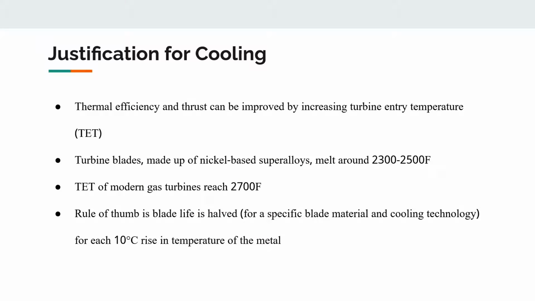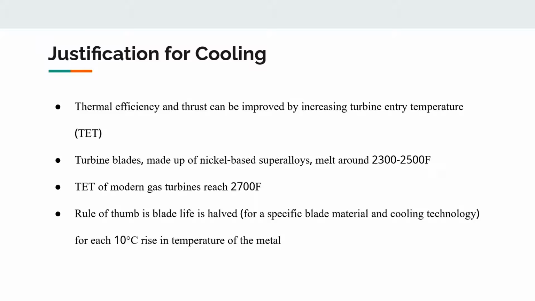So what are some of the reasons we want to cool our turbofans? We know that a gas turbine engine follows the Brayton cycle, and thus one of the most powerful ways of improving the efficiency is increasing turbine entry temperature. Modern turbine blades consist of a nickel superalloy with a melting point of 2500 degrees Fahrenheit. However, modern turbine entry temperatures can reach 2700 degrees Fahrenheit.